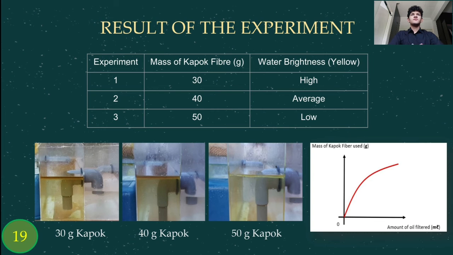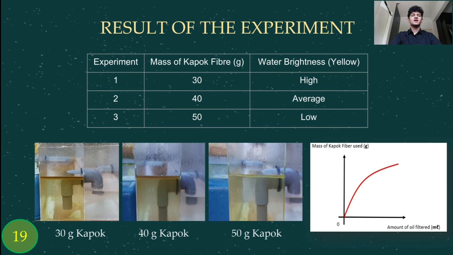Okay, these are the results of our experiment. For experiment 1, for 30 grams of Kapok fiber, we can see in the picture that there is a lot of yellow color, which is very high. And for experiment 2, we use 40 grams of Kapok fiber, and we can see that the brightness of the yellow color is average, it's moderate. And for experiment 3, we use 50 grams of Kapok fiber, and we can see that the yellow color is very low, which is good. And over there, we can see our graph.